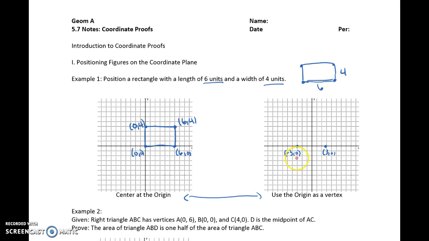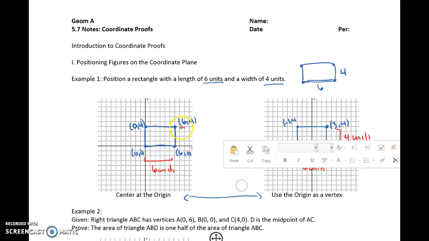And this is still 6 units, right? Just like this one was 6 units. And then from there, same deal, I'm just going to go up 4 from the other vertex, and this should create my rectangle. So it's the exact same rectangle, just translated over to the left. Instead of using the origin as a vertex like I did over here, I'm centering it. And I still have a length of 6 and a width of 4, right? So same thing here, width of 4.